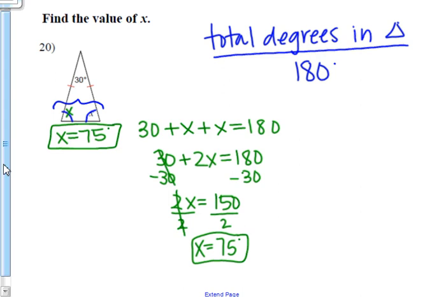Now, that's the exact same thing I did over on the right in the green. I did a little more in my head. So yeah, x has to be 75 degrees there.